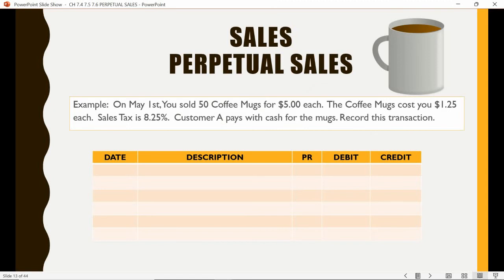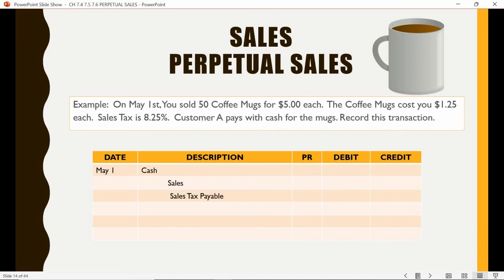So, for example, here you go. On May 1st, you sold 50 coffee mugs for $5 each, right? And the coffee mugs cost you $1.25 each. Sales tax is 8.25%. And then of course, customer A pays with cash for the mugs. Record this transaction.